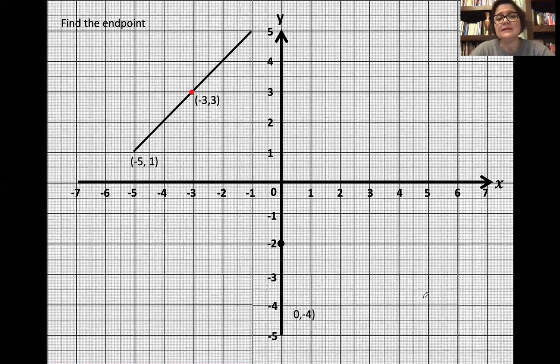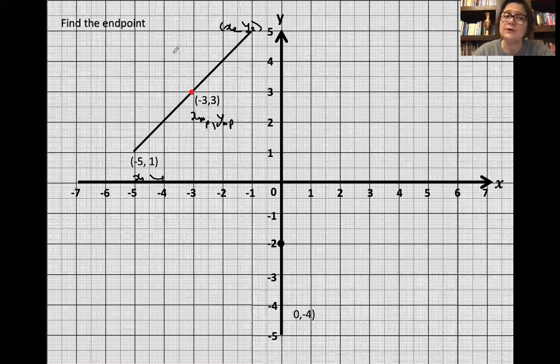Next one. Now, in this case, we have the coordinates of the beginning of the point. So we have x1, y1. We have the coordinates of the midpoint. So we have the x midpoint, right, and the y midpoint. So what do we need? We need the x2, y2. We don't know this one, all right?